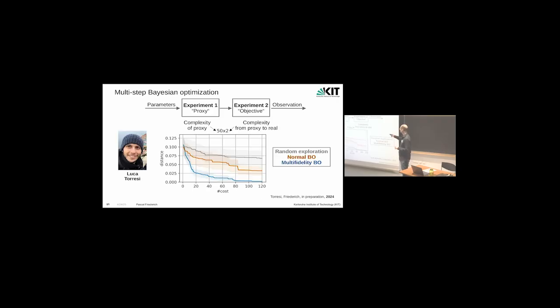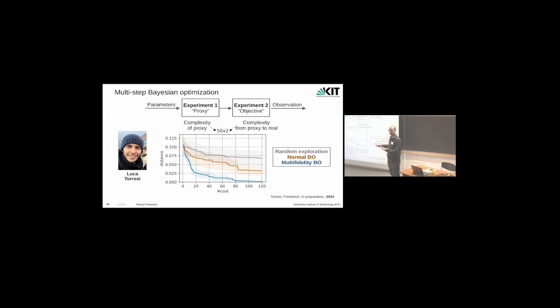And there has been initial work, mostly by the group of Frazier here, in the last couple of years, it's not too old, that tries to extend Bayesian optimization to this multi-step scenario. We also started working on this to make this more applicable to experiments. So we basically now have an acquisition function that decides whether to run step number 1 or step number 2 in every iteration.